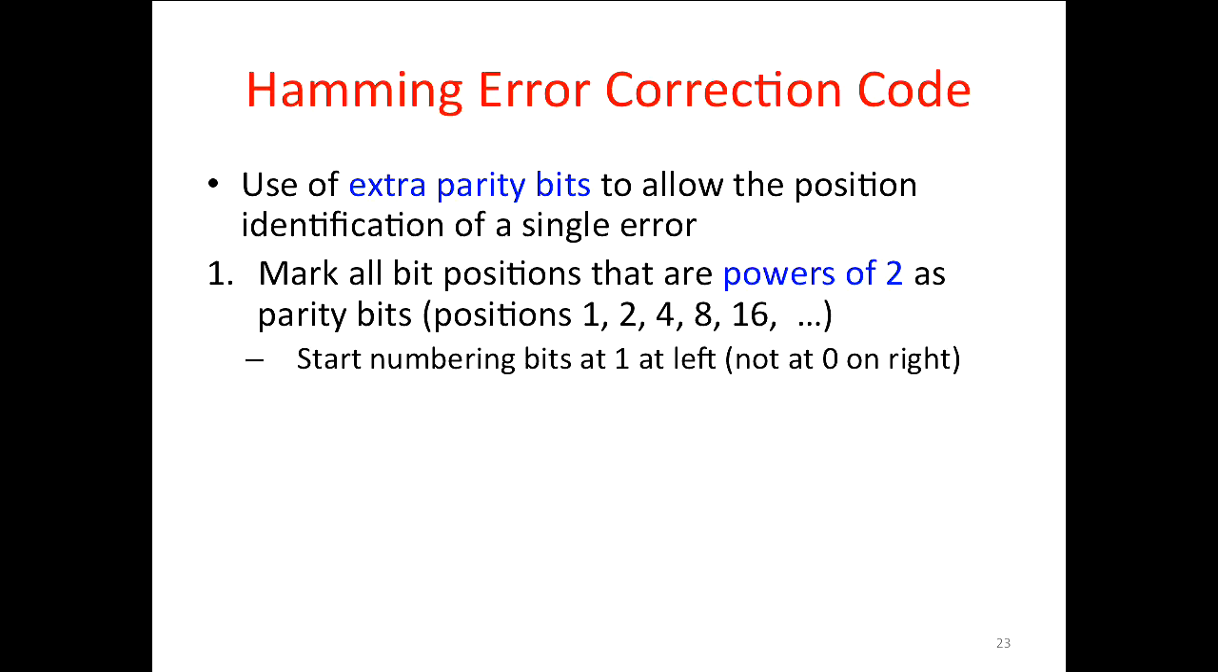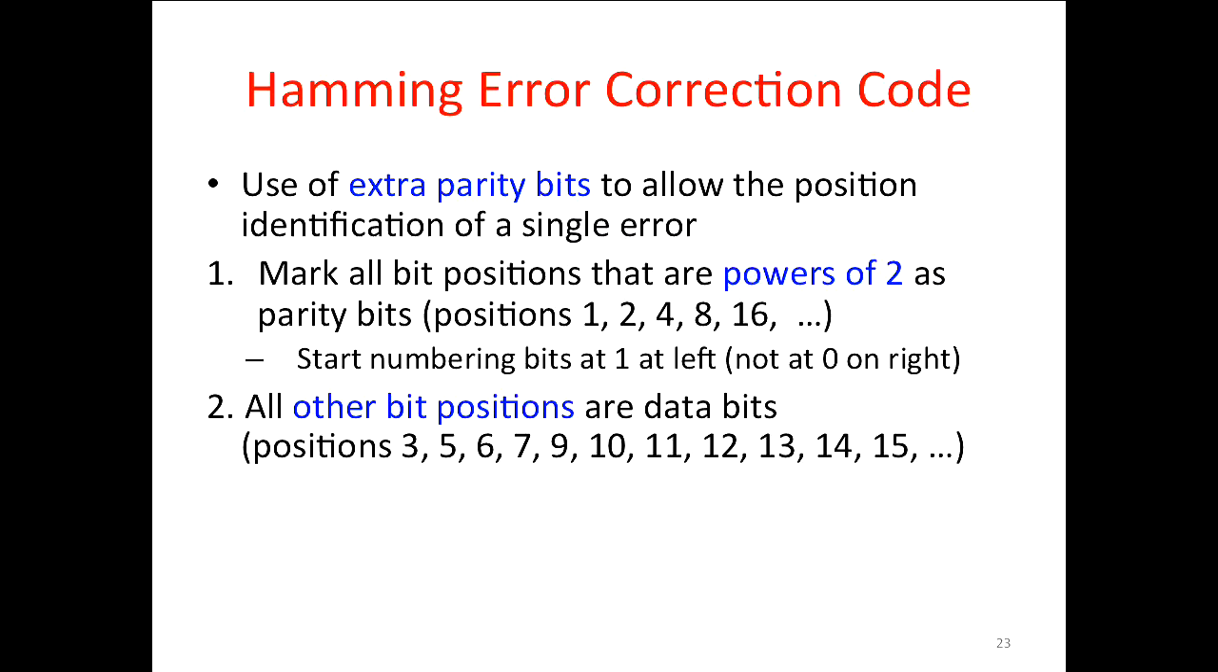And we're just going to use the other bit positions as data bits, right? So we're going to mix up parity bits and data bits together in a run of bits. And we're going to put the parity bits at every bit location that is a power of 2. So parity bit lives at bit 1, bit 2, bit 4, bit 8, bit 16. And in between, we put the data bits.